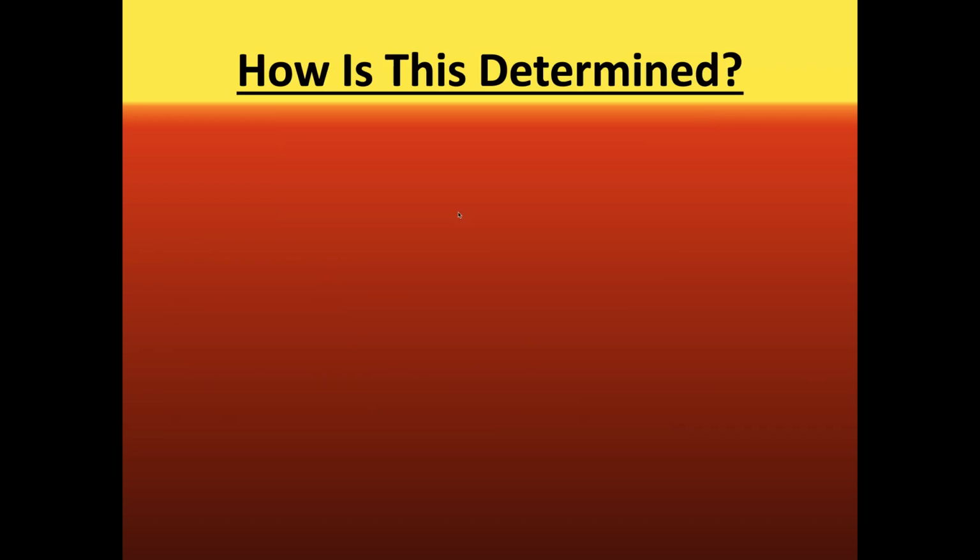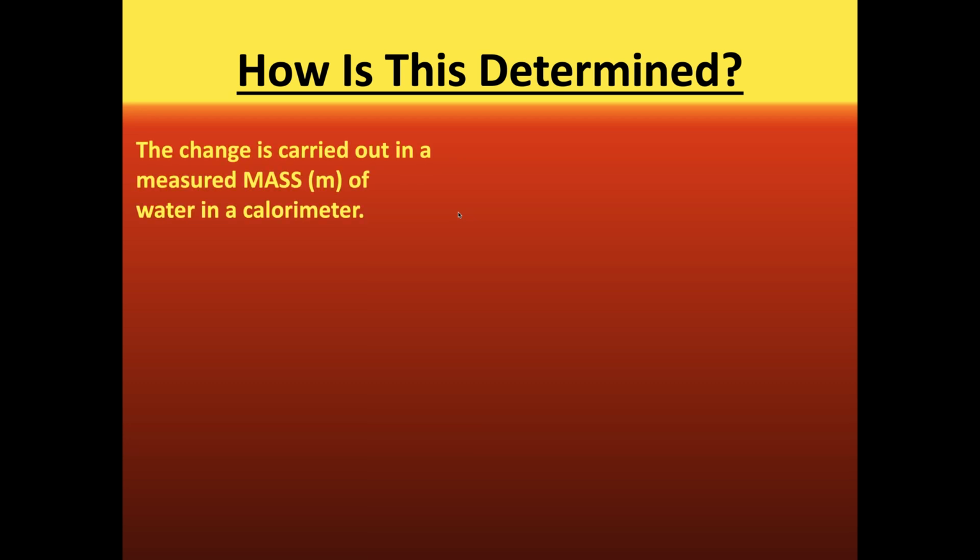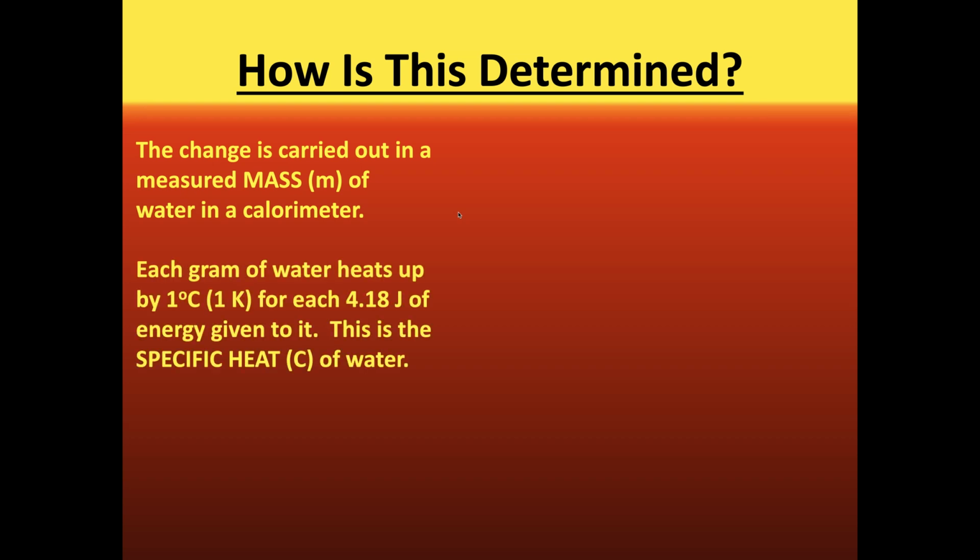Now that we've got the basics out of the way, let's figure out how we figured out those numbers to begin with. We use a device called a calorimeter, which uses a measured mass of water. Each gram of that water heats up at a very specific rate called the specific heat. Each gram of water will heat up by 1 degree Celsius or Kelvin for each 4.18 joules of energy given to it. If you're heating up a different substance, every substance has a unique specific heat.